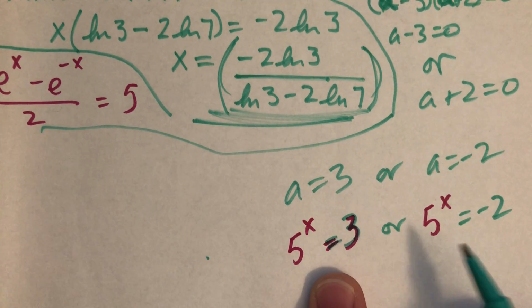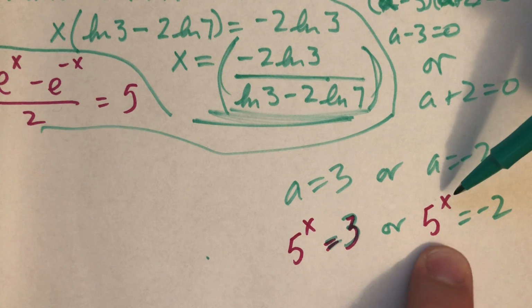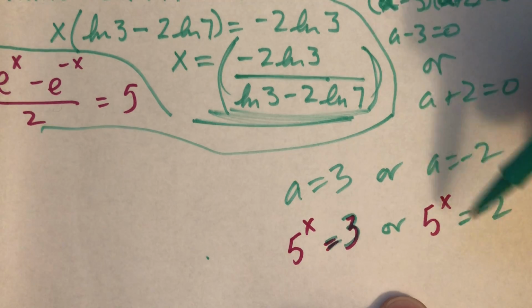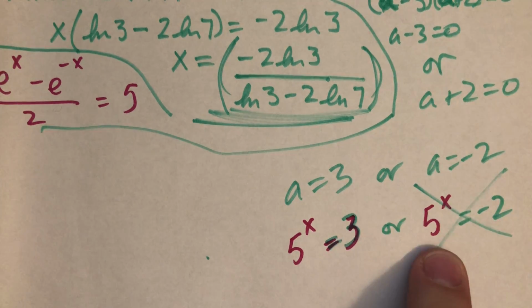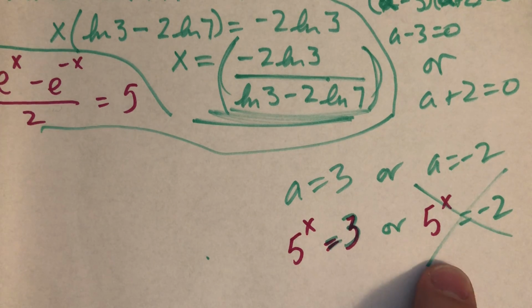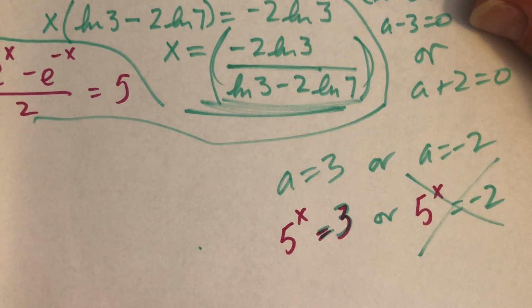So we can recall a property of these exponentials, and we can just throw this one out right away, right? 5 to any power, no matter what power this is, this object is always going to be positive. So we can throw that one out because that's never, ever, ever going to be true, right? 5 to any power is never going to be negative. It's always going to be, well, positive. So that one we throw out.